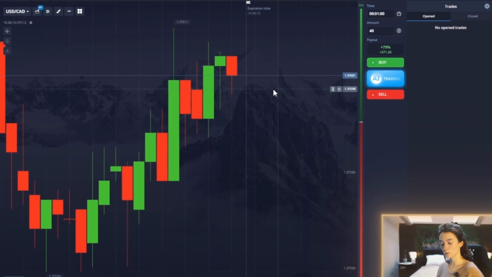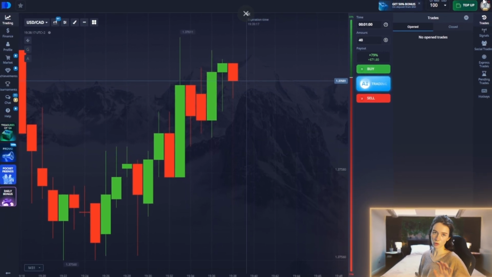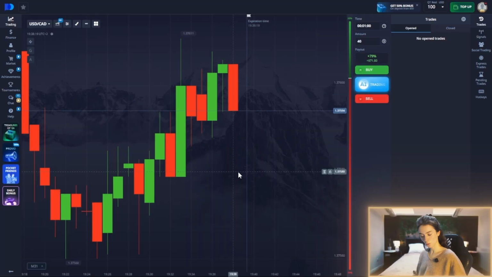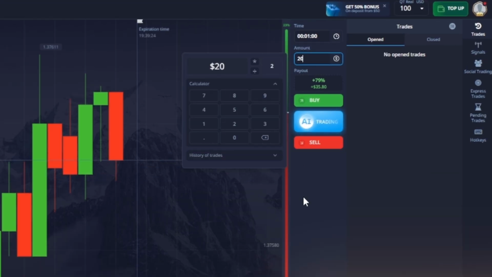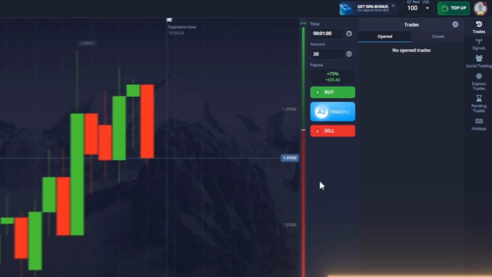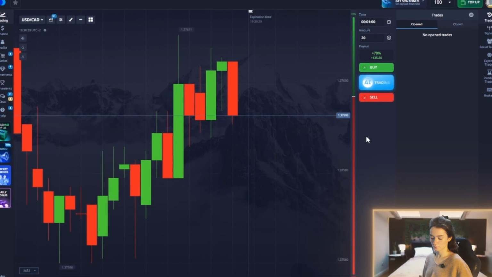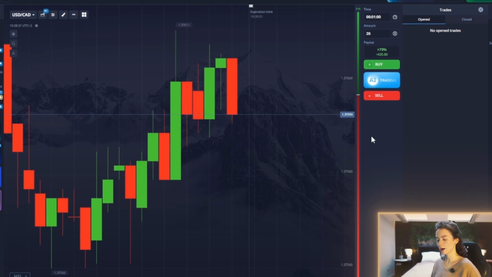So, today we will have 5 trades, no more. The deposit is 100. I'll start with 20 and increase the amount slightly with each trade. My goal is not to guess, I'll show the logic and the final numbers.